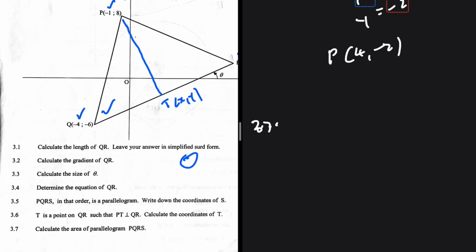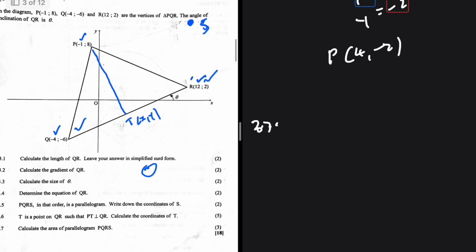3.7, on the other hand, calculate the area of parallelogram PQRS. So initially, when I saw this question, I thought I'm going to take more time solving this question because I didn't realize that PT is our height. As soon as you realize that PT is your height, then you solve the question with ease because you just use the height and the base, and then you have the area of the entire triangle, therefore, right?